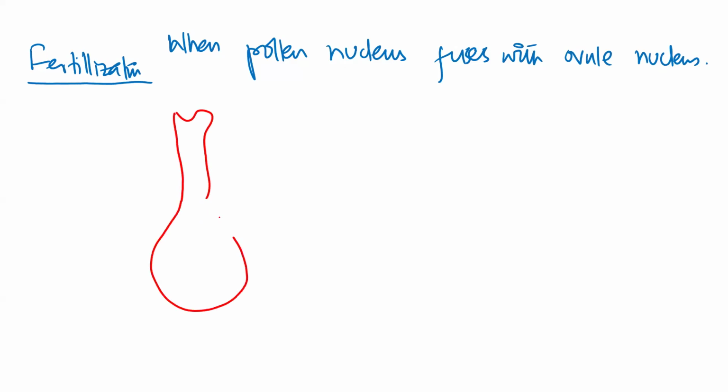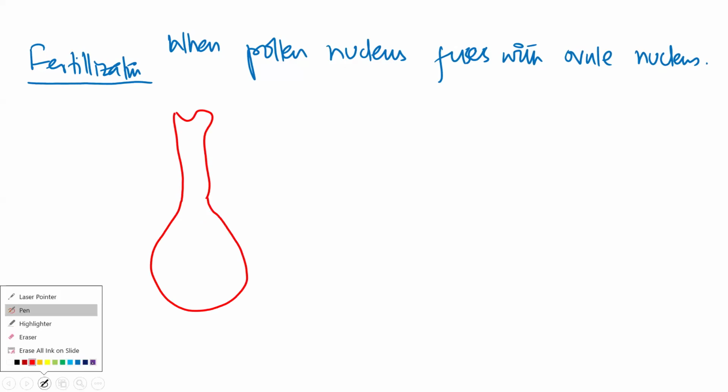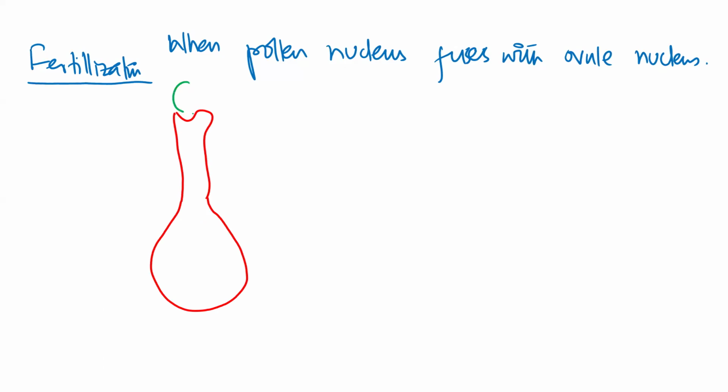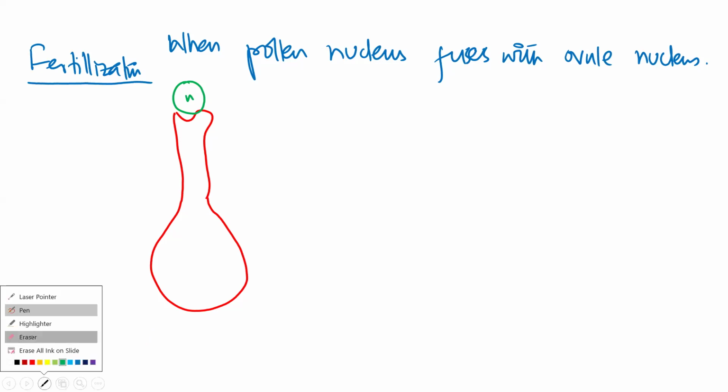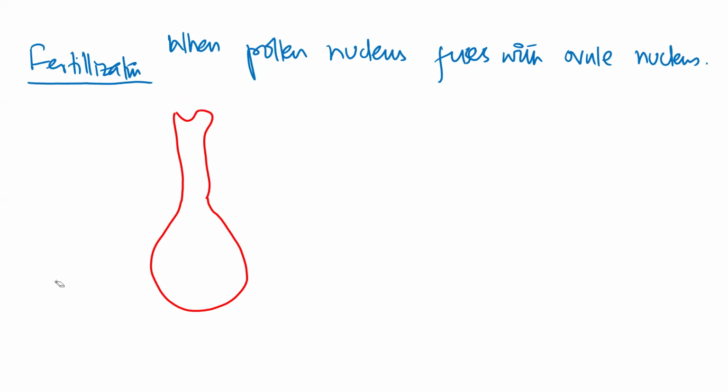Stigma, style, and ovary, so carpel. First of all, very good. First of all, what falls here? Pollen grain. This is pollen grain, right? And then the next stage, when conditions are suitable, the pollen grain germinates.